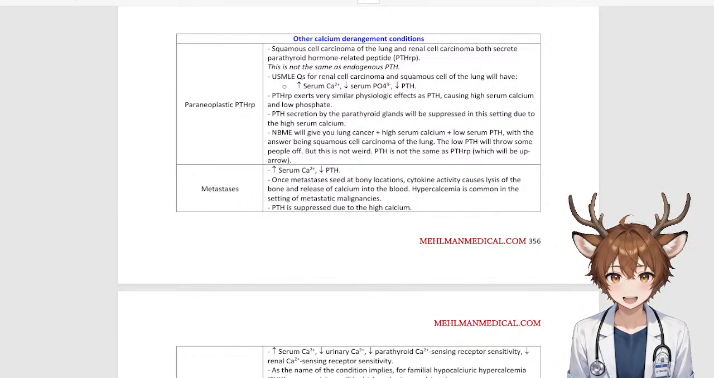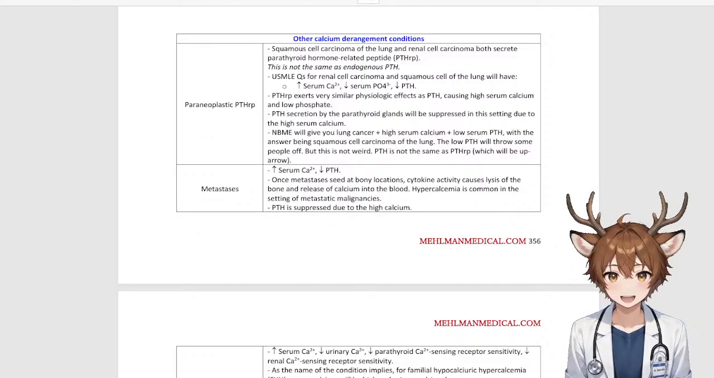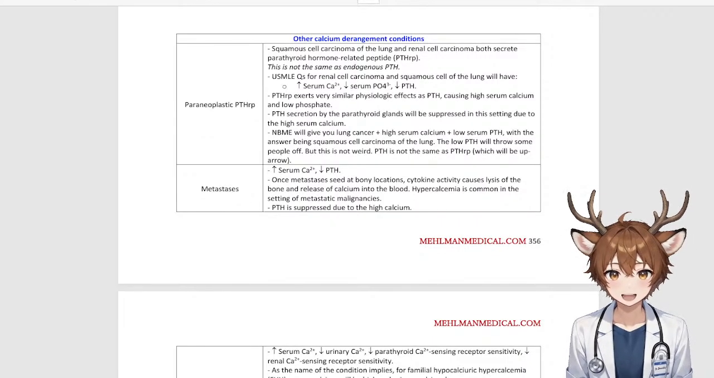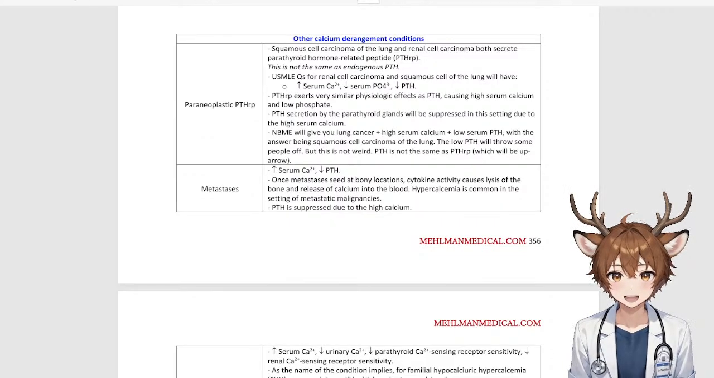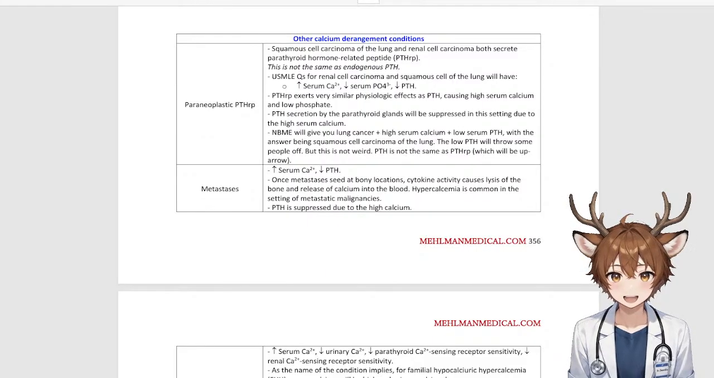PTHrP exerts very similar physiologic effects as PTH, causing high serum calcium and low phosphate. PTH secretion by the parathyroid glands will be suppressed in this setting due to the high serum calcium. NBME will give you a lung cancer plus a high serum calcium plus a low serum PTH, with the answer being squamous cell carcinoma of the lung.